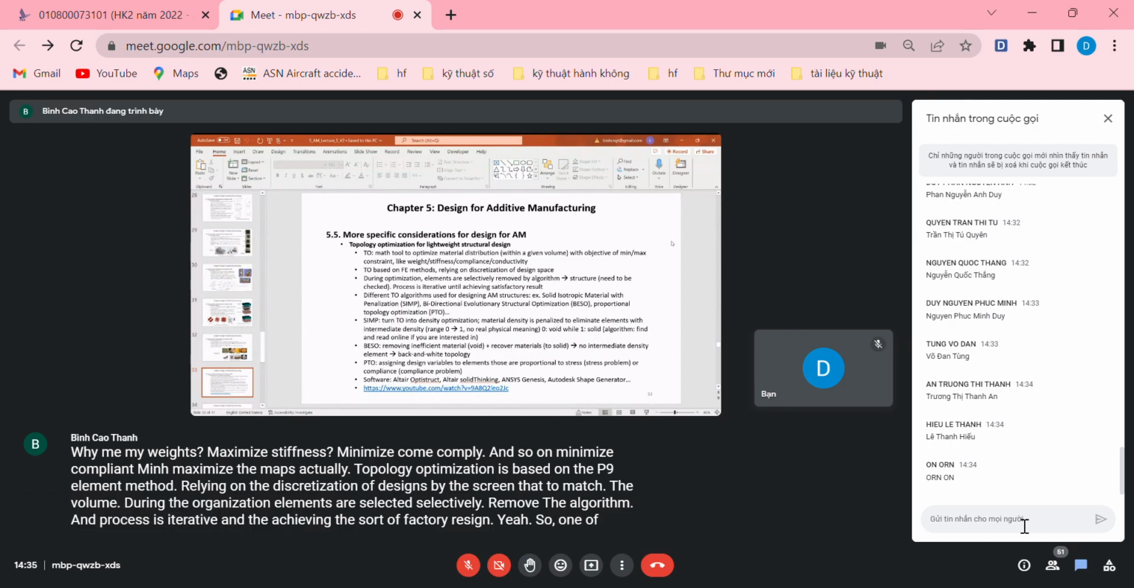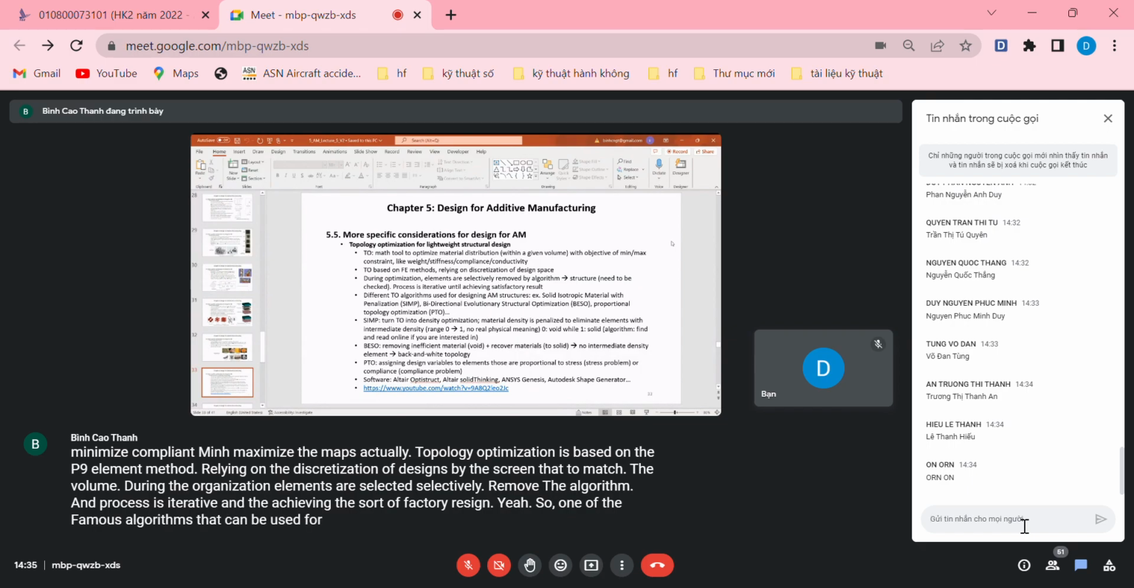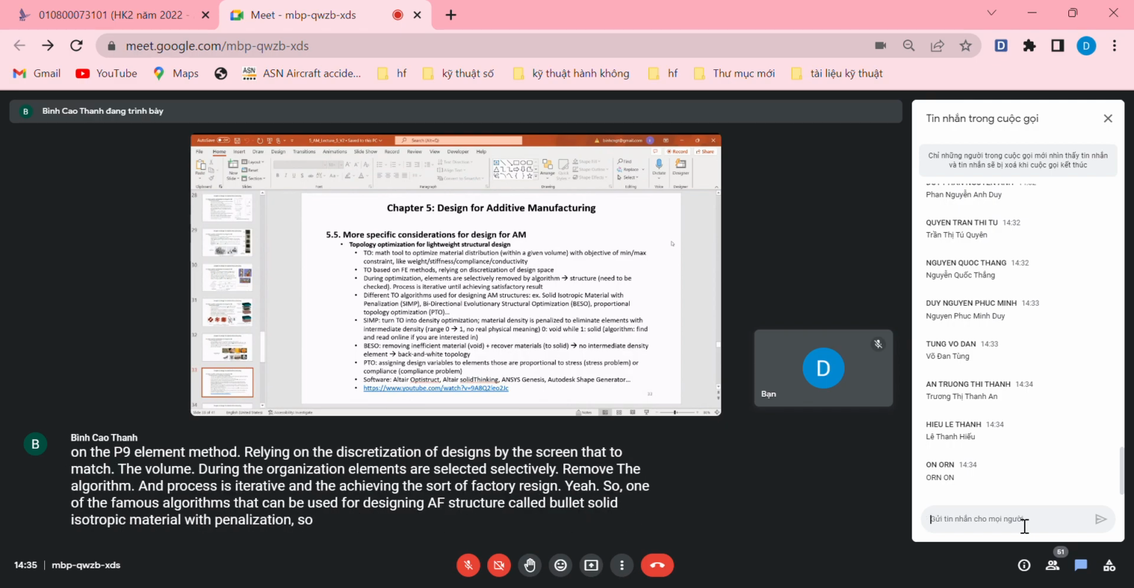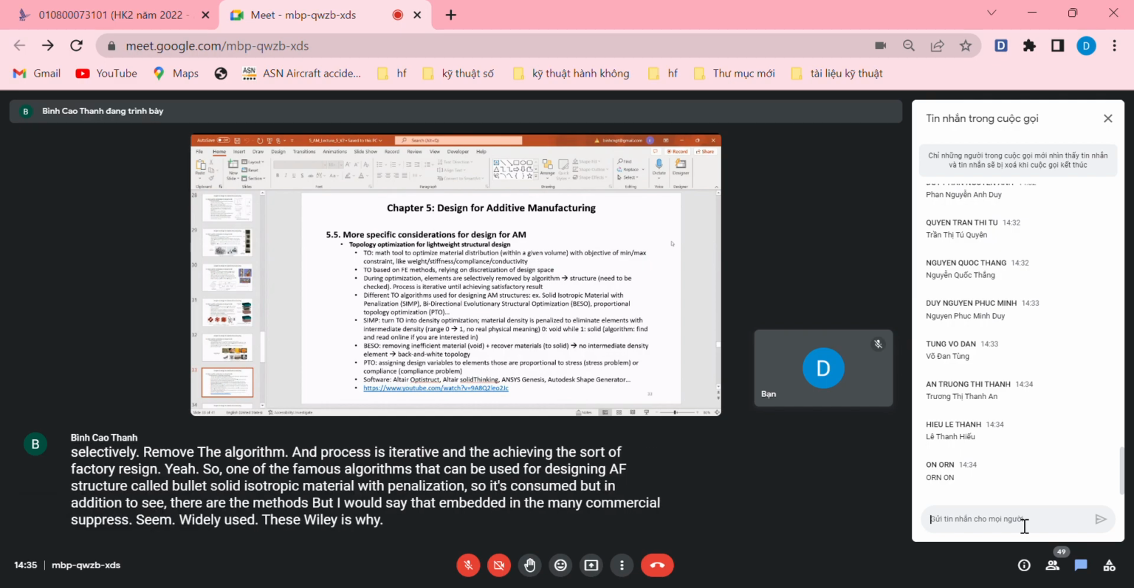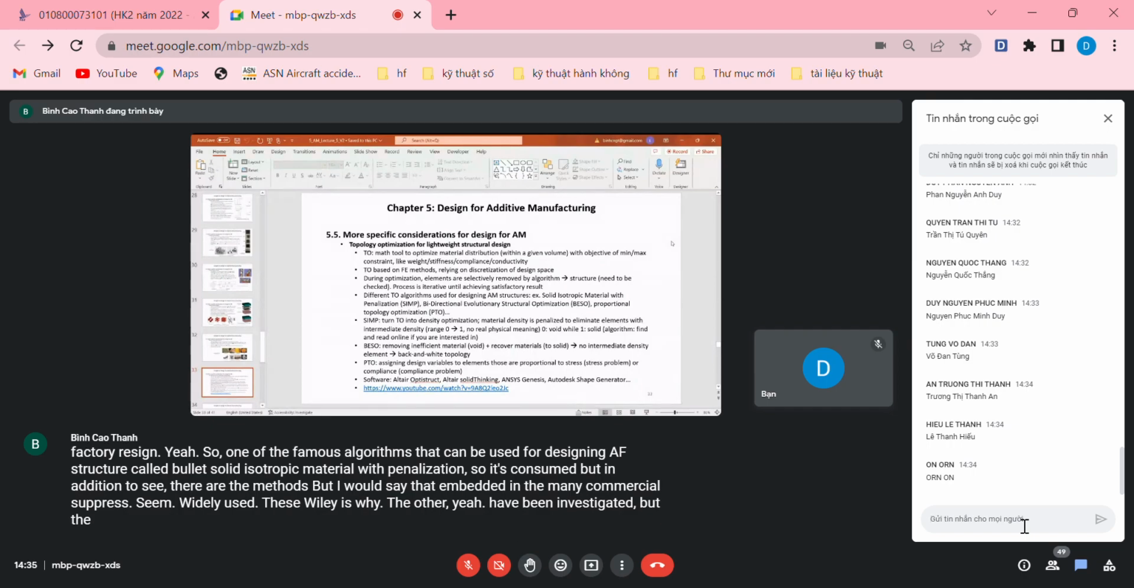So one of the famous algorithms that can be used for designing AM structure is called solid isotropic material with penalization. So it's called SIMP. But in addition to SIMP, there are other methods. But I would say that embedded in many commercial softwares, SIMP is widely used. The others have been investigated, but they are implemented by coding in MATLAB, and not already embedded in the commercial software.